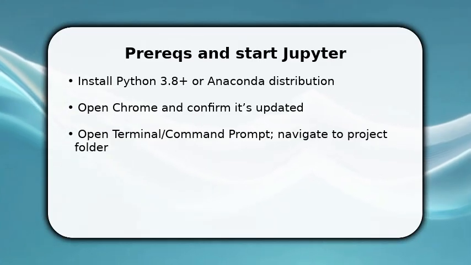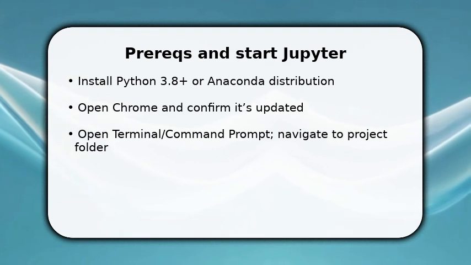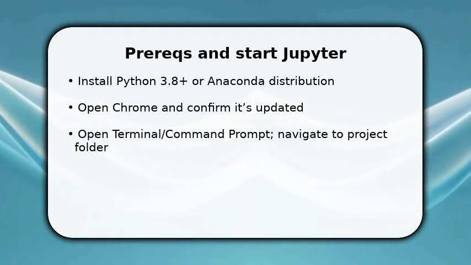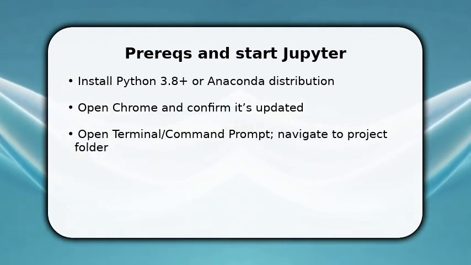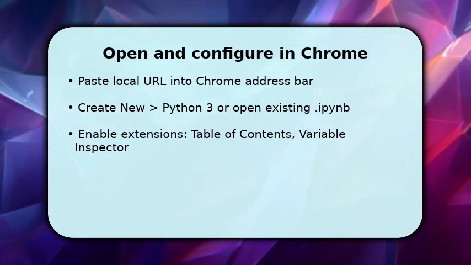If you used Anaconda, you can also launch from Anaconda Navigator. Both approaches start the same server that Chrome will connect to. Once the server is running, paste the local URL into Chrome and hit Enter. You'll see the file browser.